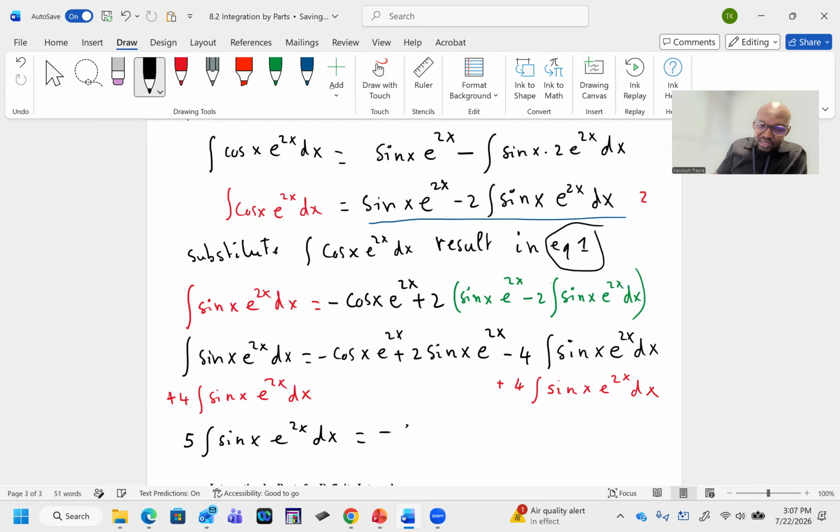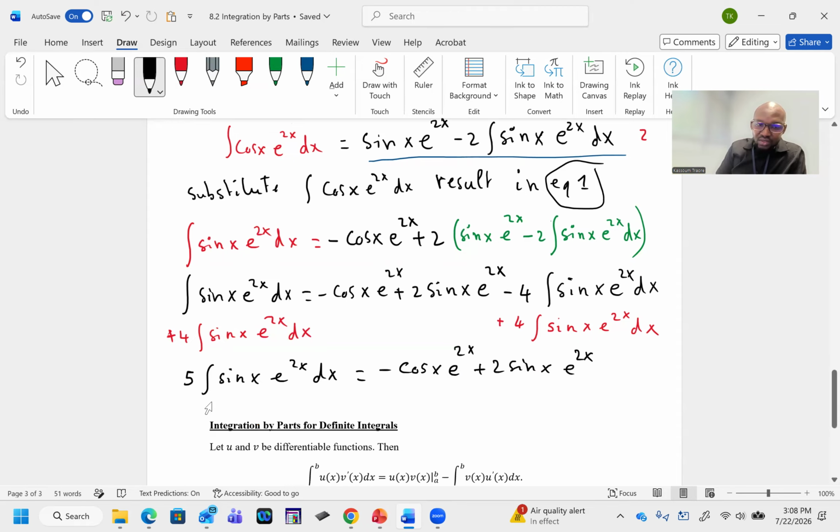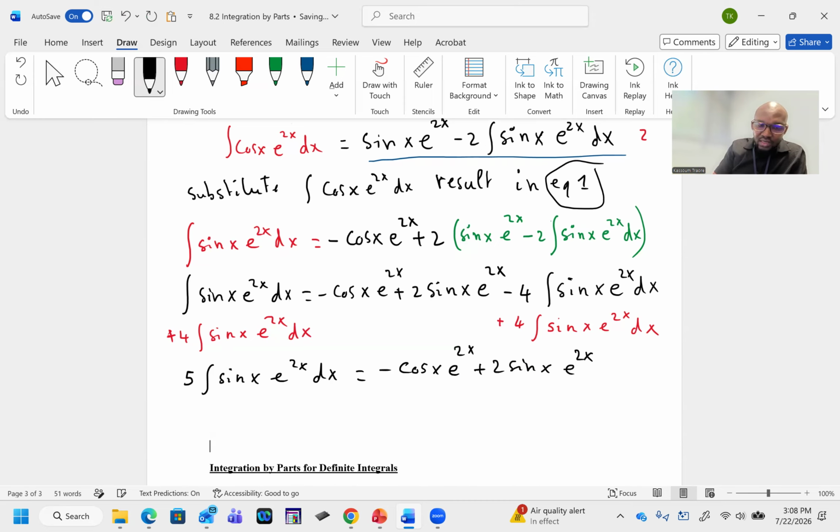It should be minus cosine x e to the power of 2x plus 2 sin x e to the power of 2x. Right? So I will add plus c because, again, do not forget at the end, okay? In the indefinite integral, you always have to add c. So I'm going to divide everything by 5.